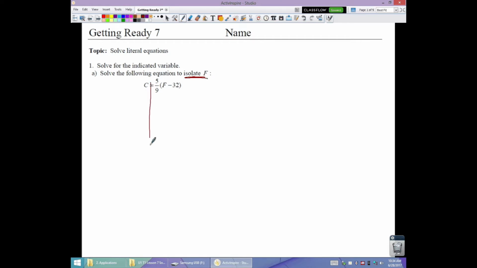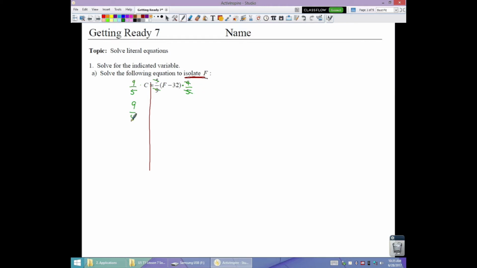Now F is inside parentheses. So one option would be that you could distribute the 5/9 and then solve for F. I'm going to choose to show you another method. I'm going to leave the F where it is inside the parentheses, and first I will cancel this 5/9 that's in the front of the parentheses. Since that is multiplying by 5/9, if I multiply both sides by its reciprocal, 9 over 5, it will cancel the fractions on the right.